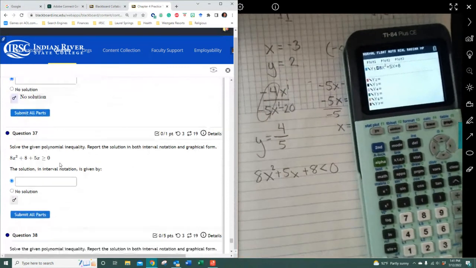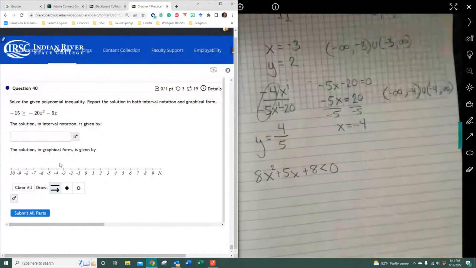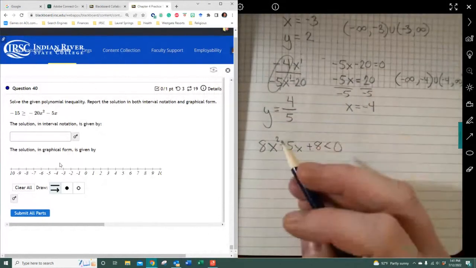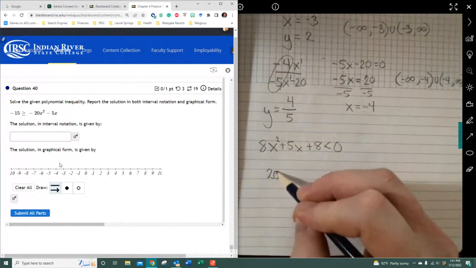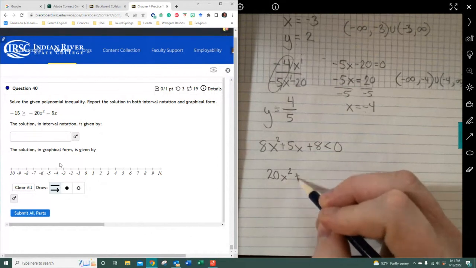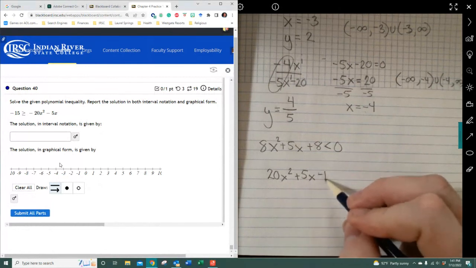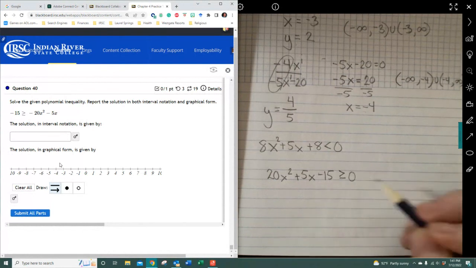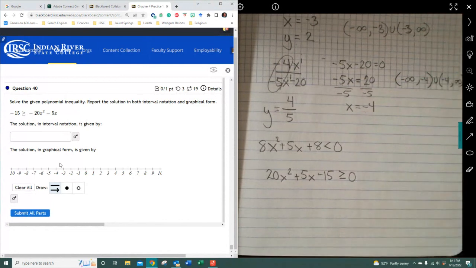And the last question I want to go over with you is question number 40. So now we look at this, and I immediately want to bring everything over to the left side. The reason I do that is because I like my leading coefficient positive. I don't like not having my leading coefficient positive. So I do this, and then I have negative 15 at the end, and it's greater than or equal to 0. So now I'm above the x-axis, and I'm equal to it as well.